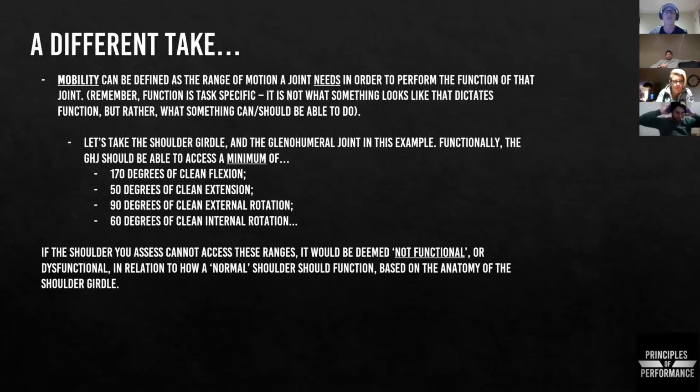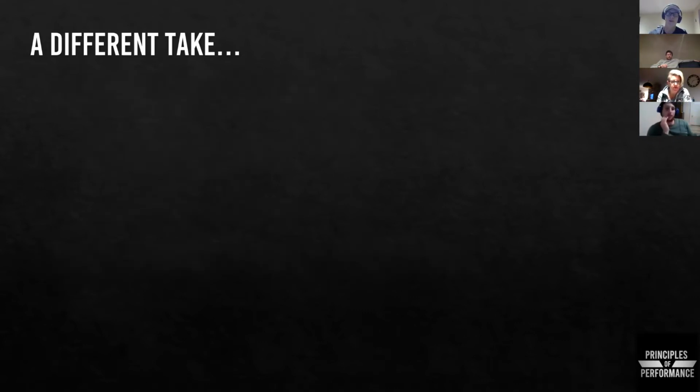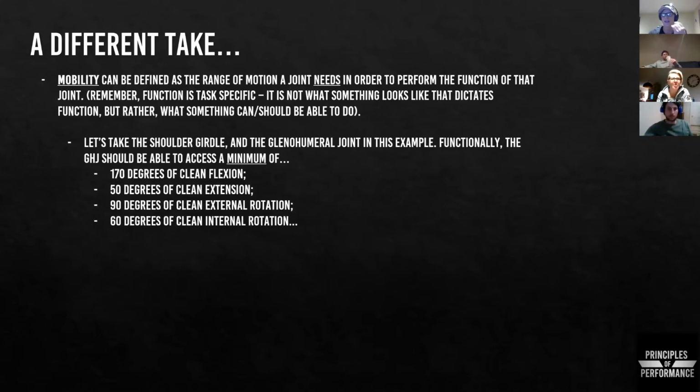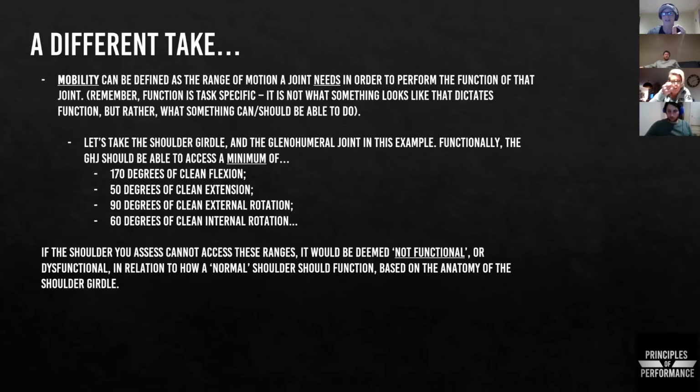So if the shoulder you assess cannot access these ranges, it would be deemed not functional based on what we were just talking about before. If we go all the way back, based on the definition of function being that function is task specific, and that we've just agreed, it cannot be disputed, that these are the minimum ranges that we should expect to see within a healthy shoulder. So if the shoulder that you've assessed can't access these ranges, it would be deemed not functional or not healthy or dysfunctional in relation to how a normal shoulder should function based on the anatomy of the shoulder girdle.